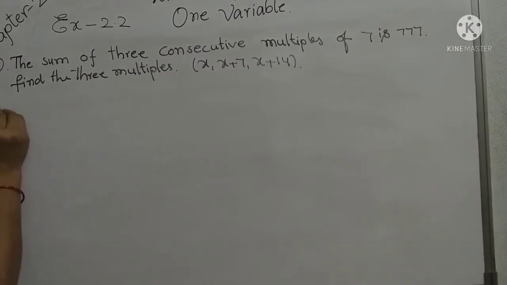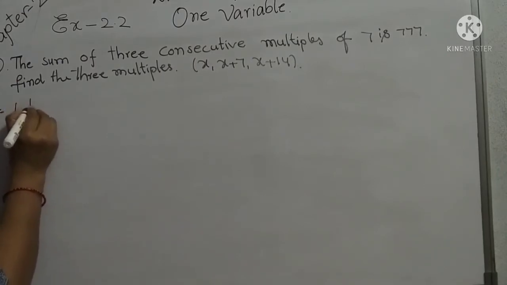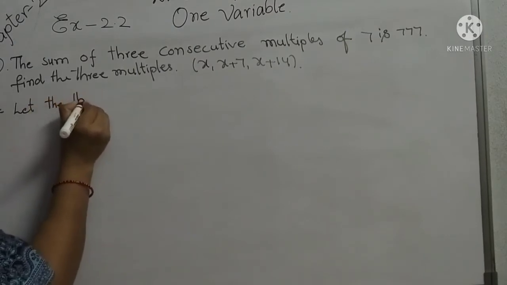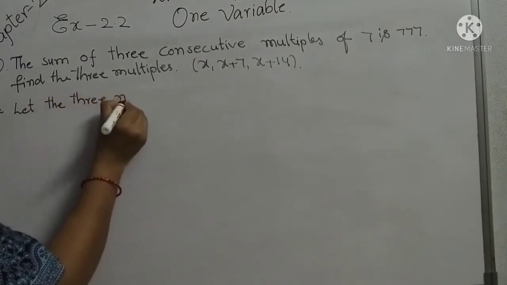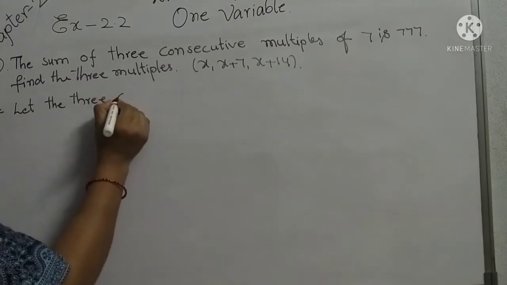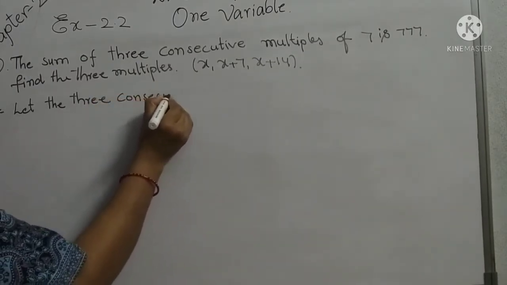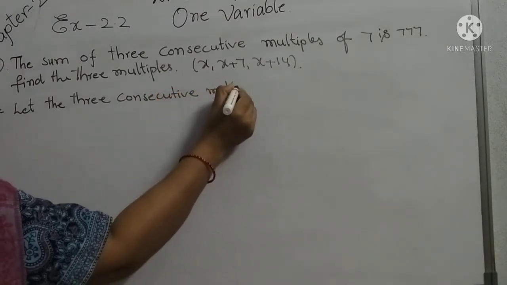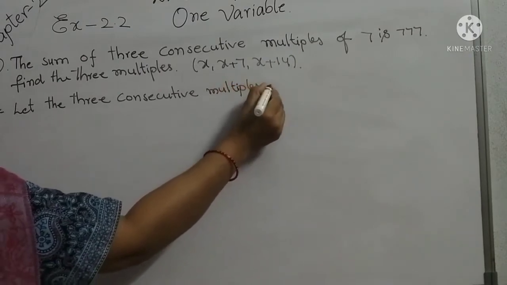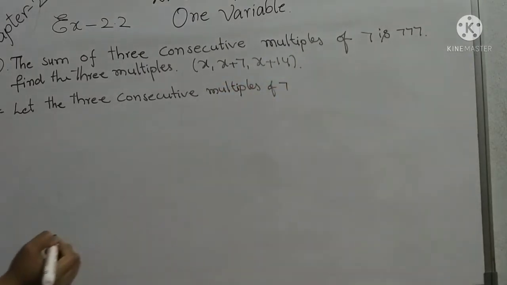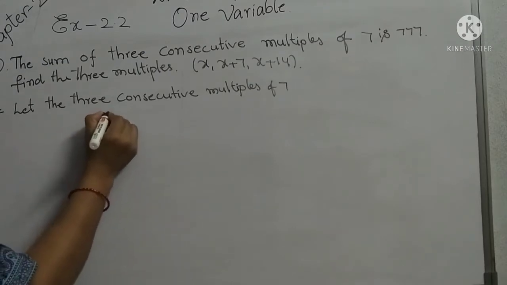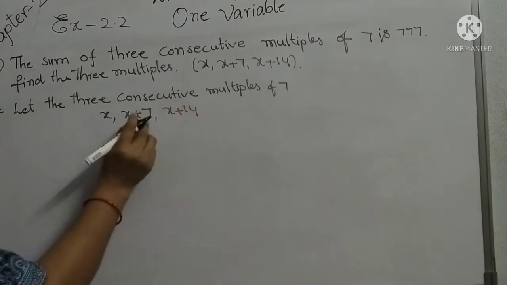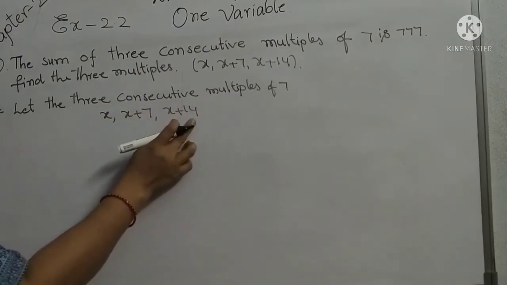Solution. Let the three consecutive multiples of 7 be x, x plus 7, x plus 14. It means we are adding 7. 7 plus 7, 14. Understand?